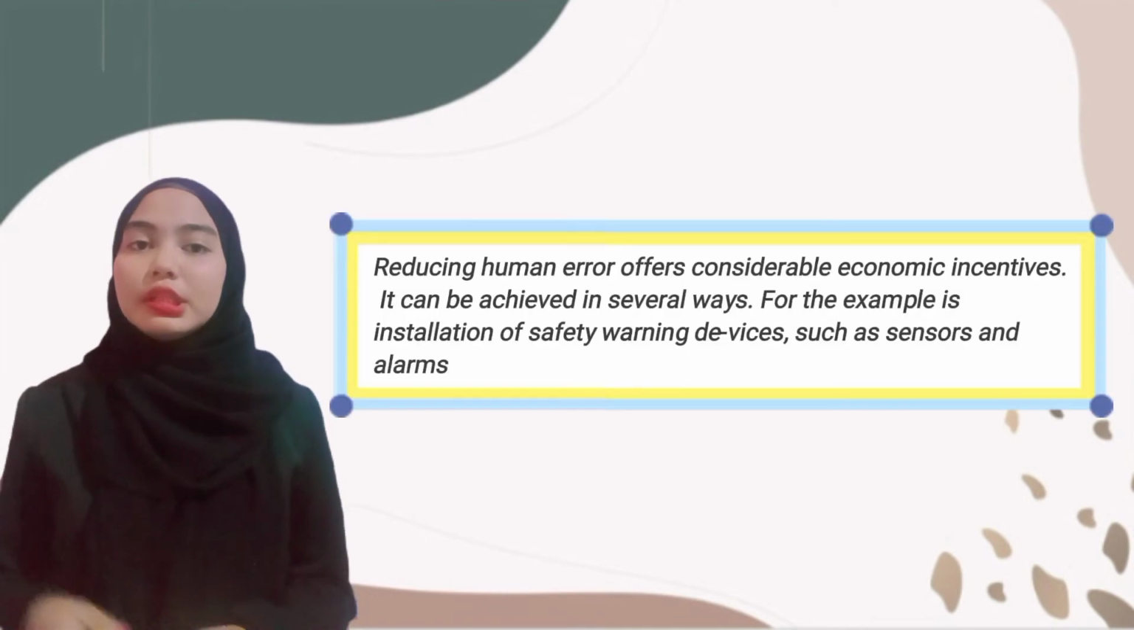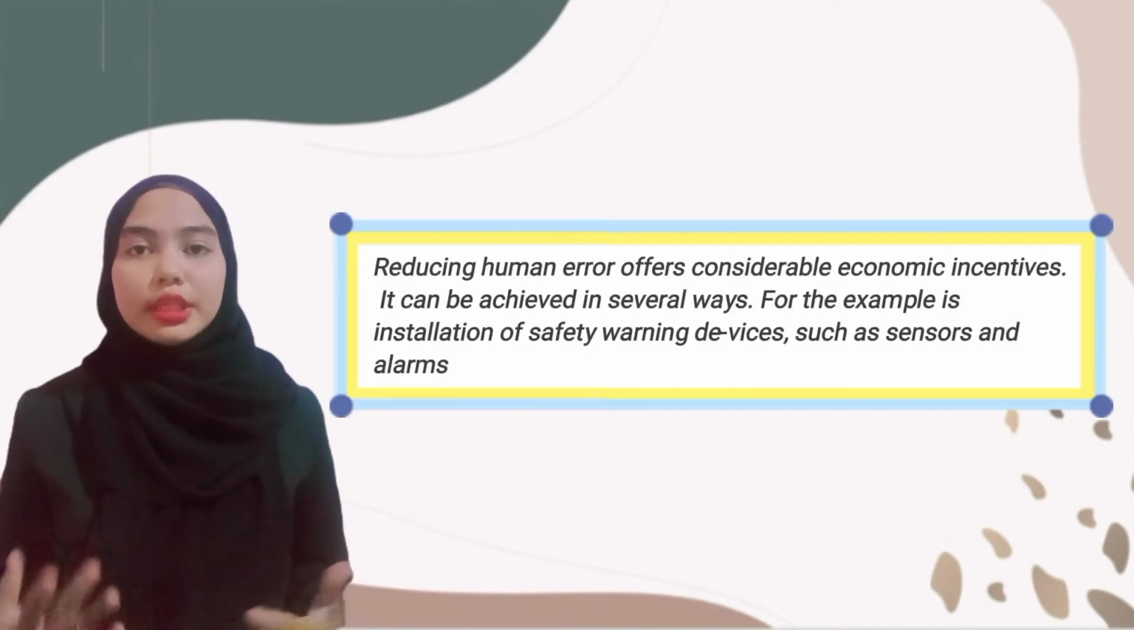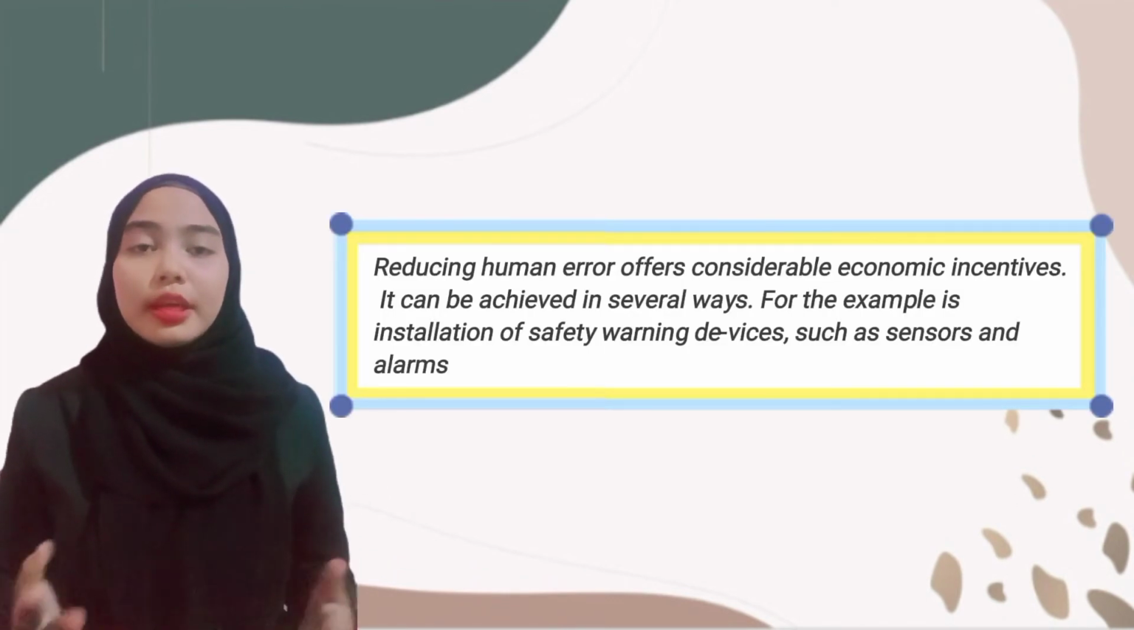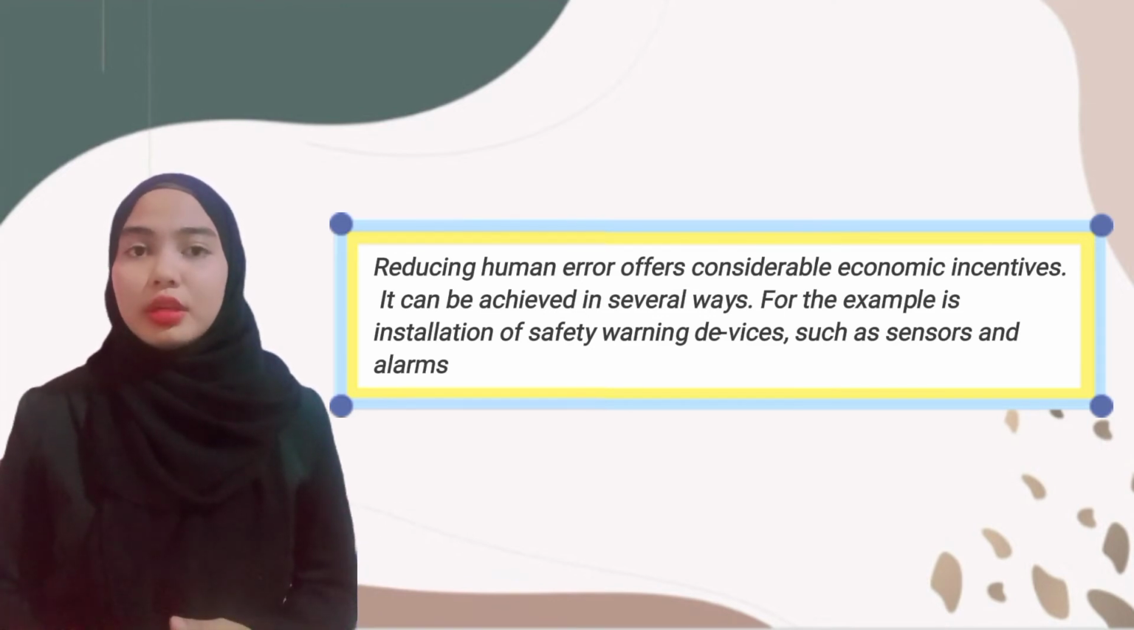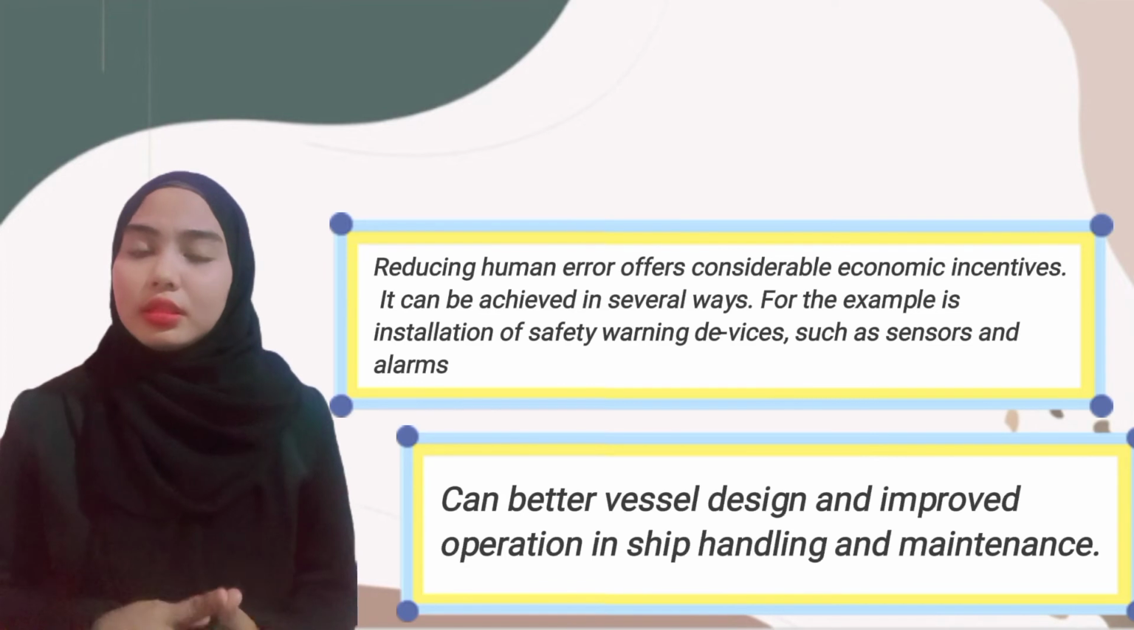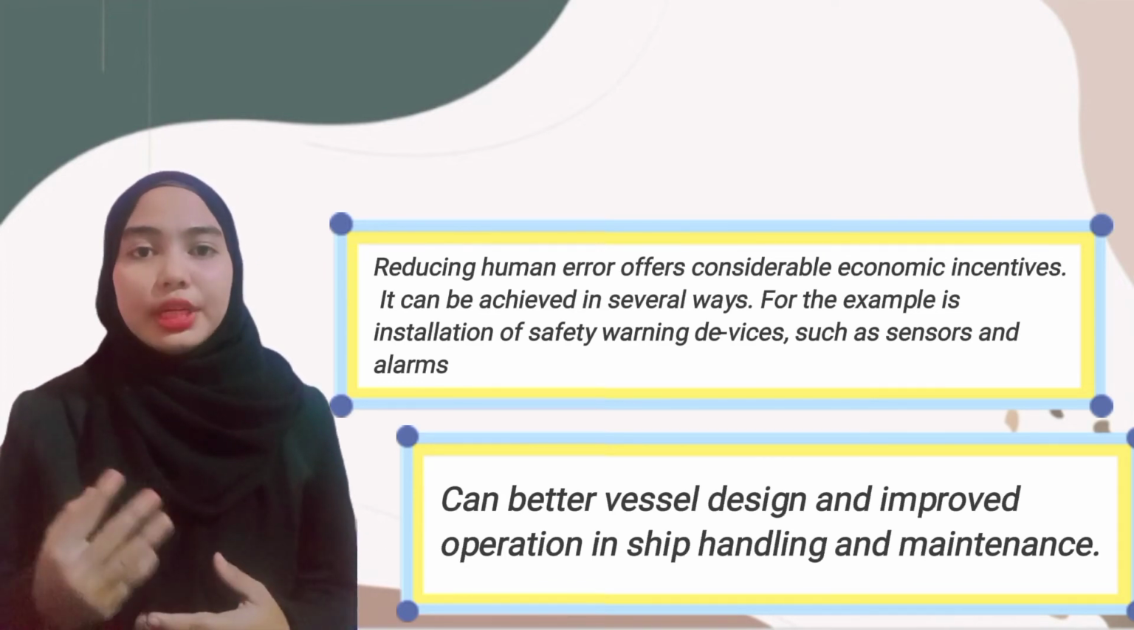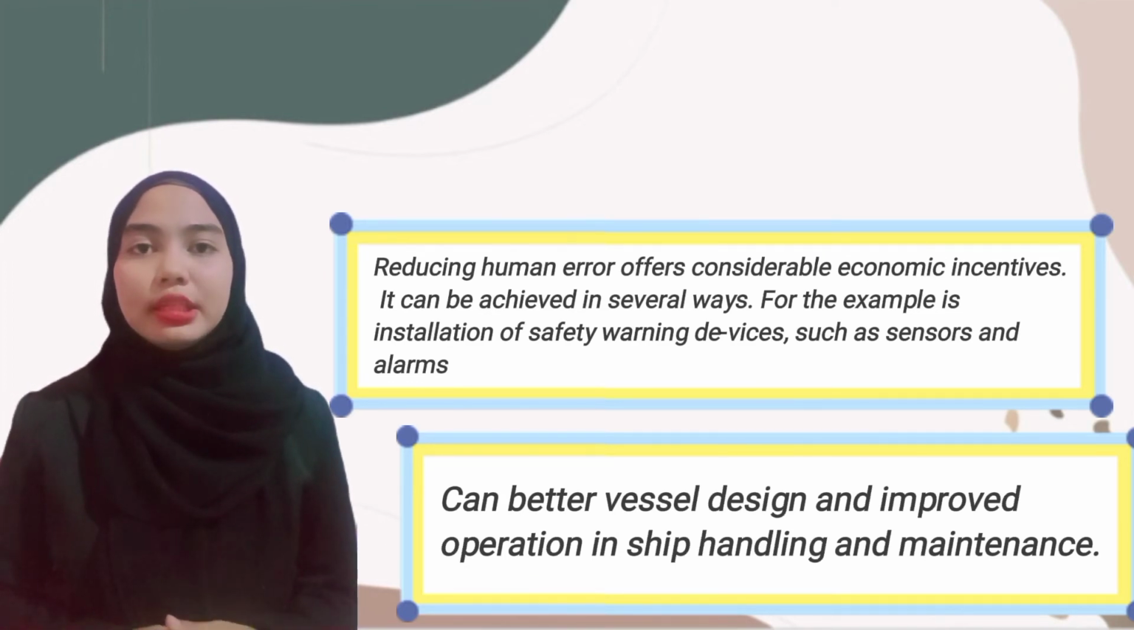In conclusion, reducing human error offers considerable economic incentives. It can be achieved in several ways. For example, installation of safety warning devices such as sensors and alarms to detect problems and signal that corrective action is needed. Then, improved training and increased level of automation so that there can be better vessel design and improved operation in ship handling and maintenance.